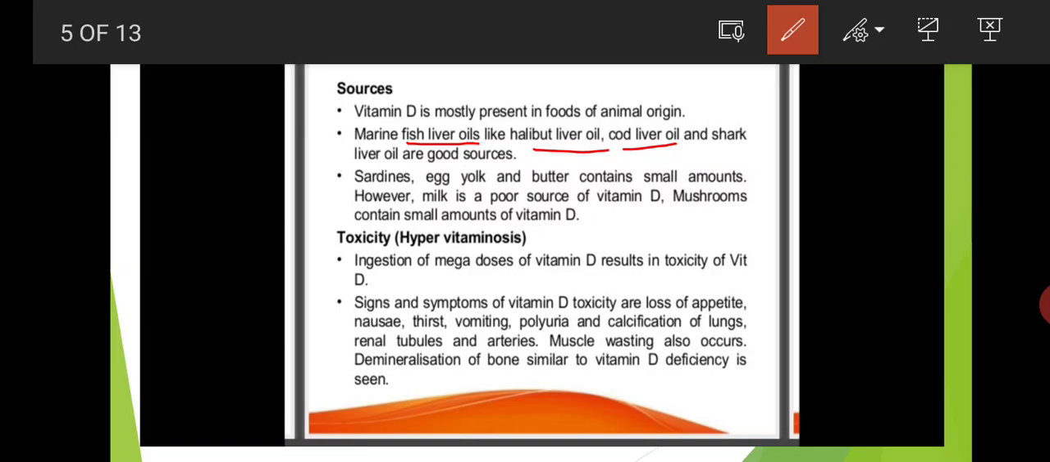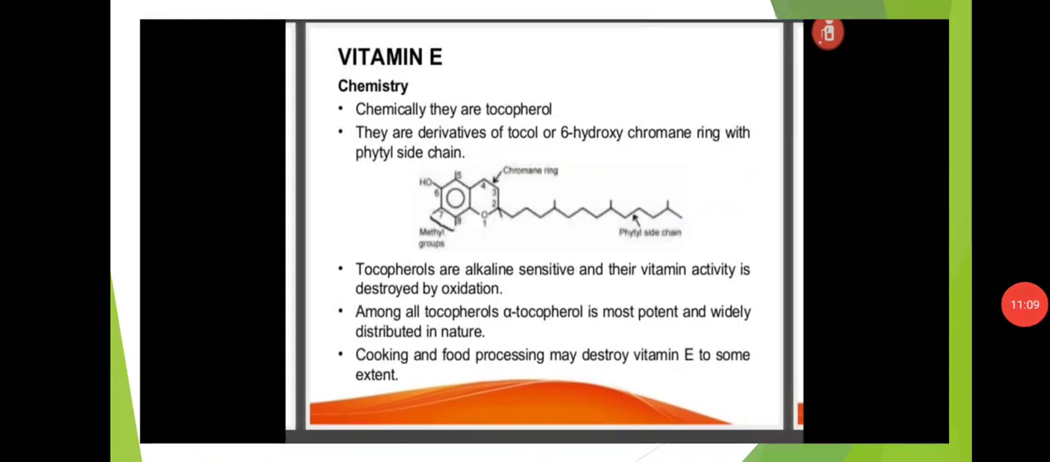If we are taking excess amounts of vitamin D, that also causes toxicity or hypervitaminosis. That indicates thirst, vomiting, polyuria, and calcification of lungs, renal tubules, and arteries. And muscle wasting also occurs. With this, vitamin D is completed.